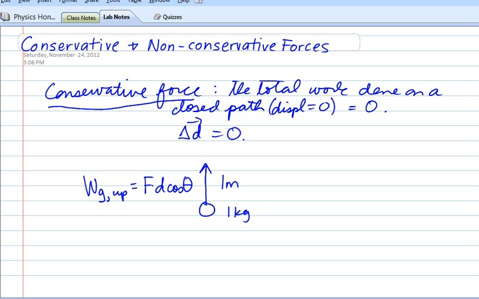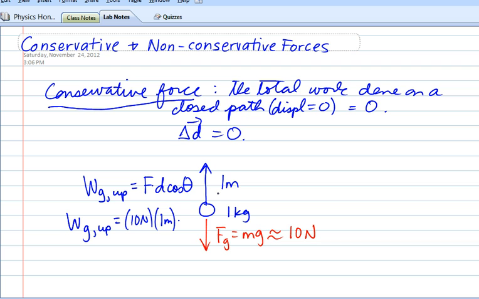And if we think about this, the force of gravity is going to be mass times gravity. Let's just call that 10 newtons. And so the work that gravity does in this case going up is equal to the force of gravity, 10 newtons, times 1 meter. But because those force vectors are in opposite directions, there's a 180-degree angle, and the cosine of that is -1. So this is another way of saying that the work done by gravity as it goes up is -10 joules. Okay, and that's something that we have practiced in the past.